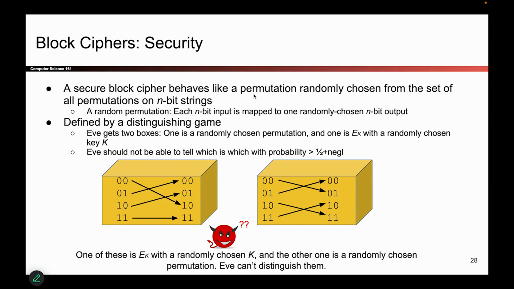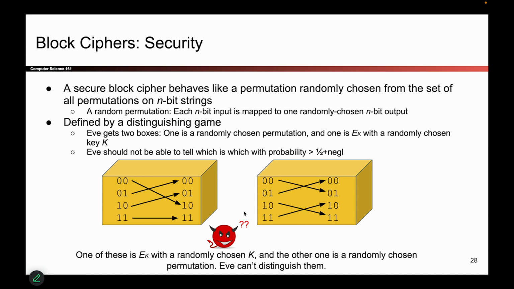So formally, the mathematical definition reads like this. The block cipher is secure if it behaves like a random permutation. So block ciphers are secure if they behave like a random permutation. But that's kind of hard to understand. It's weird and it sounds mathy. So I think a distinguishing game will make things more clear.